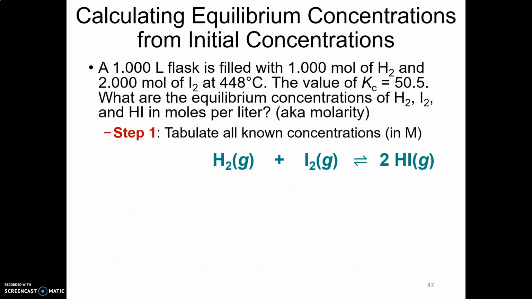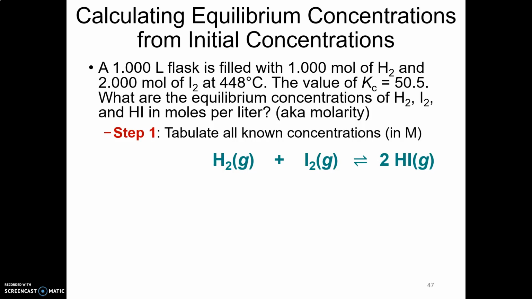Okay, so let's work through an example together. It says a 1-liter flask is filled with 1 mole of hydrogen gas and 2 moles of iodine gas at 448 degrees Celsius. The value of Kc at this temperature is 50.5. What are the equilibrium concentrations of the two reactants we're starting with amounts of, and the product, HI, which we're not starting with anything of?